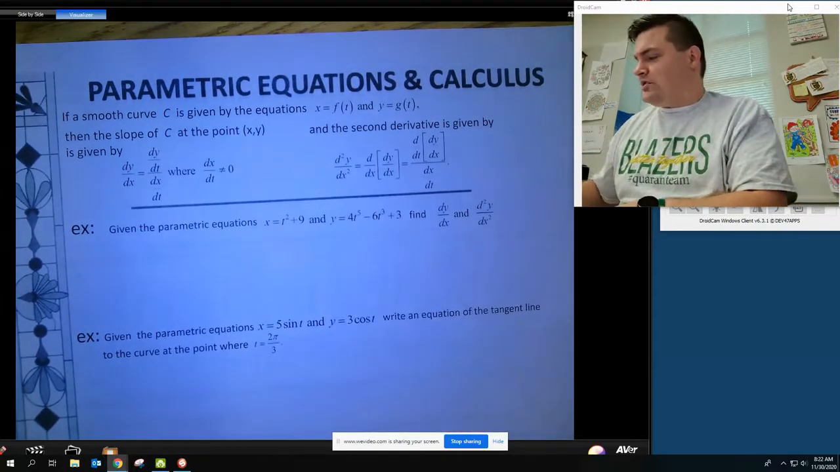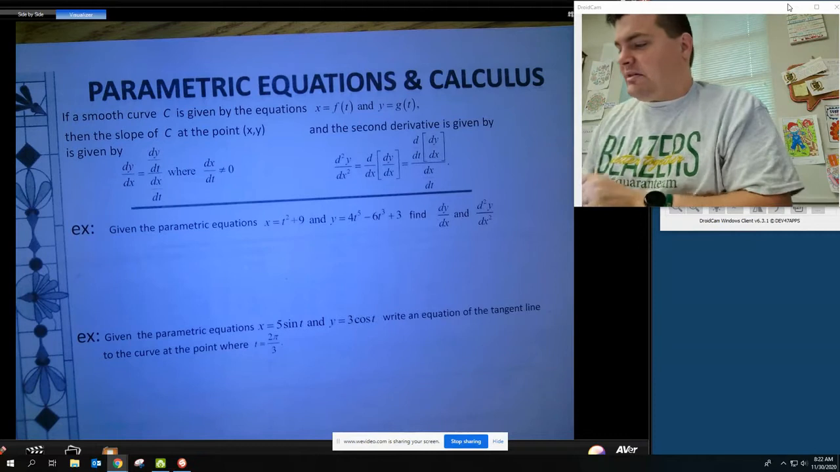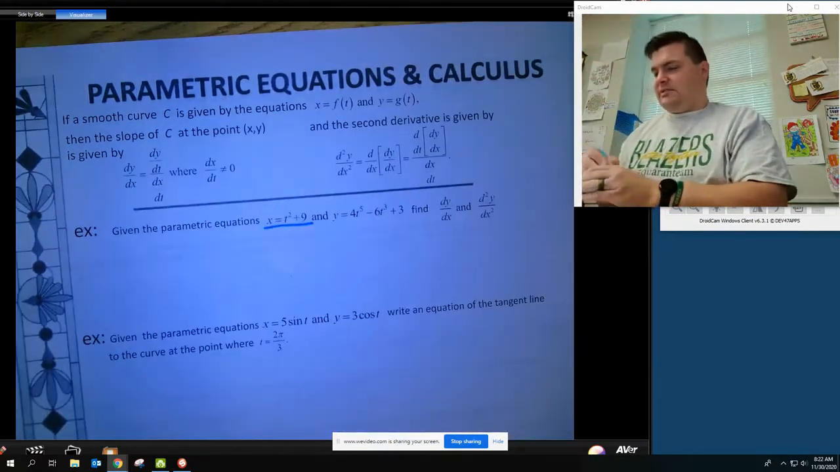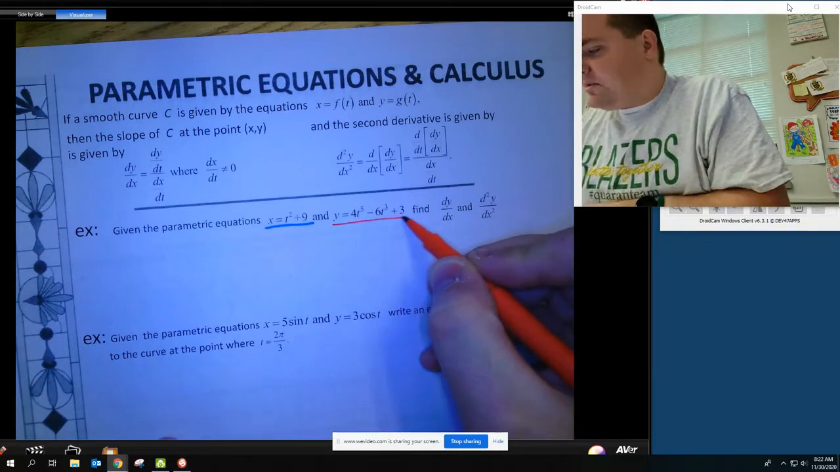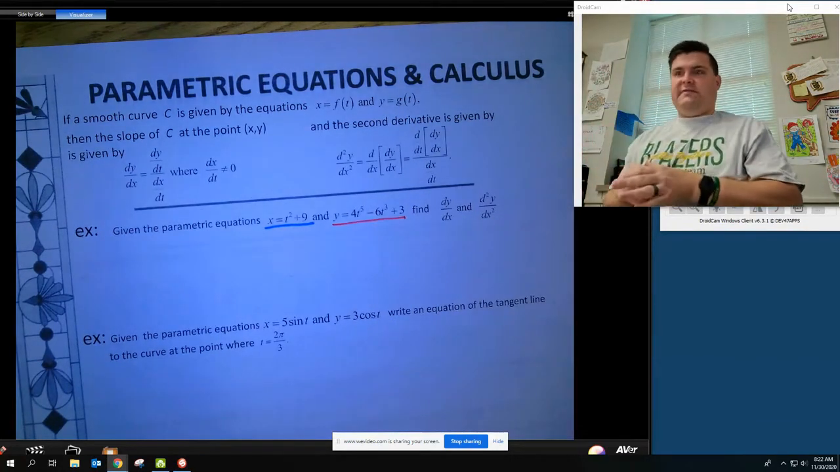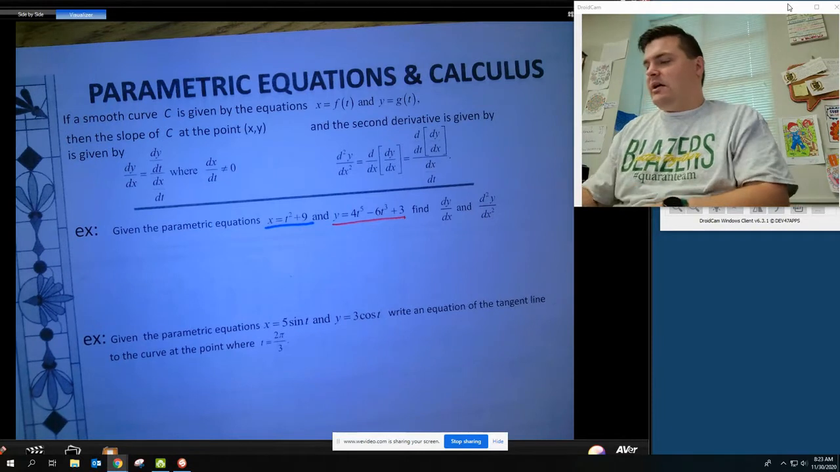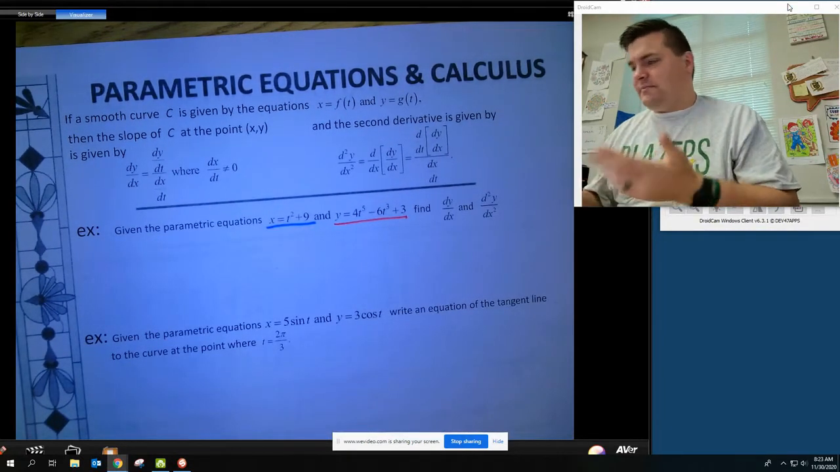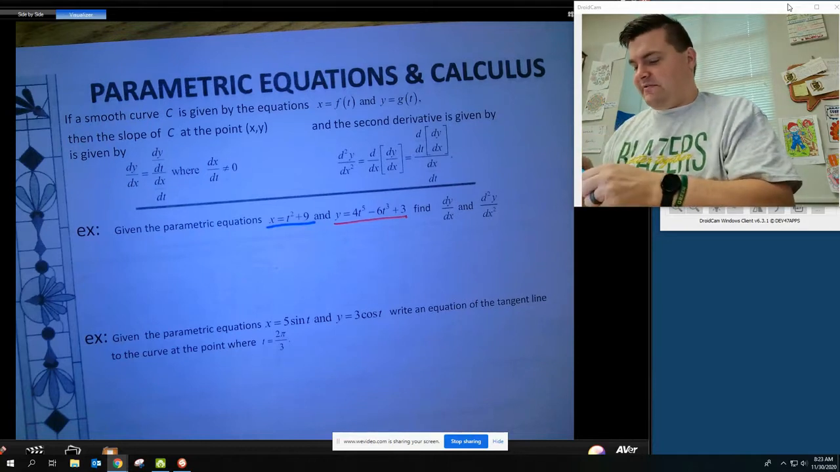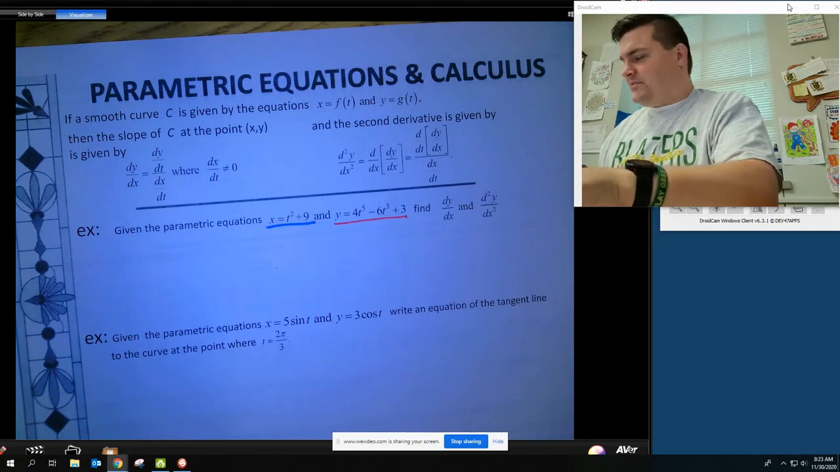So let's go ahead and just practice these very basic formulas here. We have two parametric equations. We have x equals t squared plus 9, and we have y equals, these are both fairly simplistic t functions for x and y. y equals 4t to the fifth minus 6t cubed plus 3.